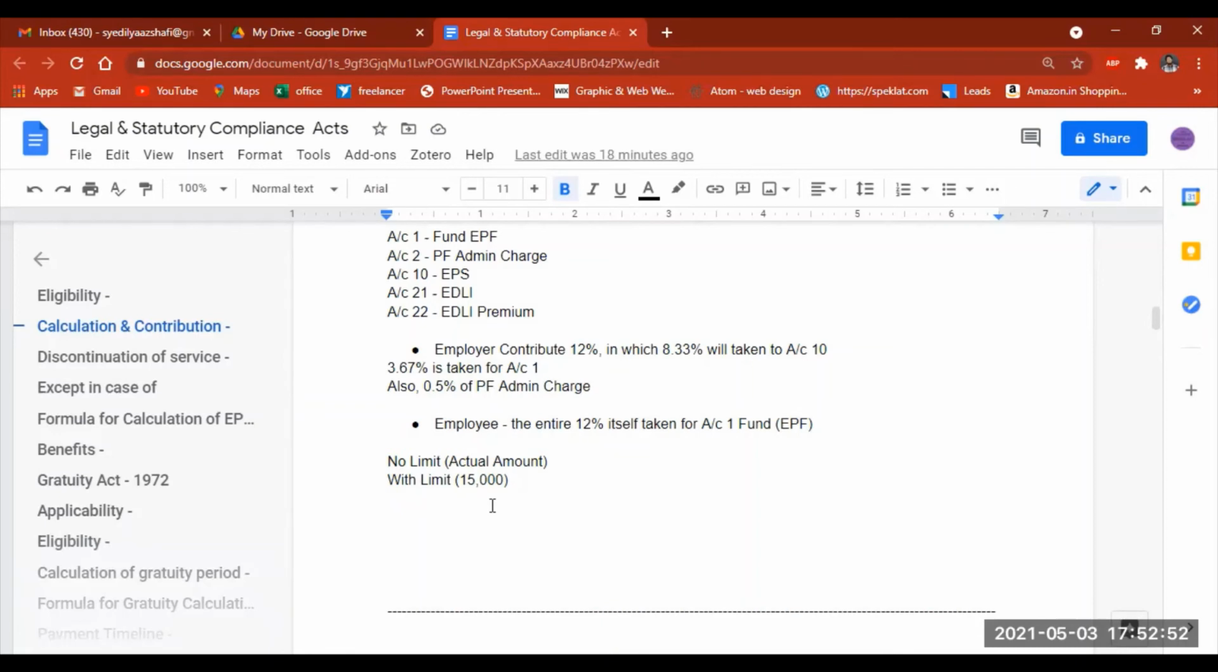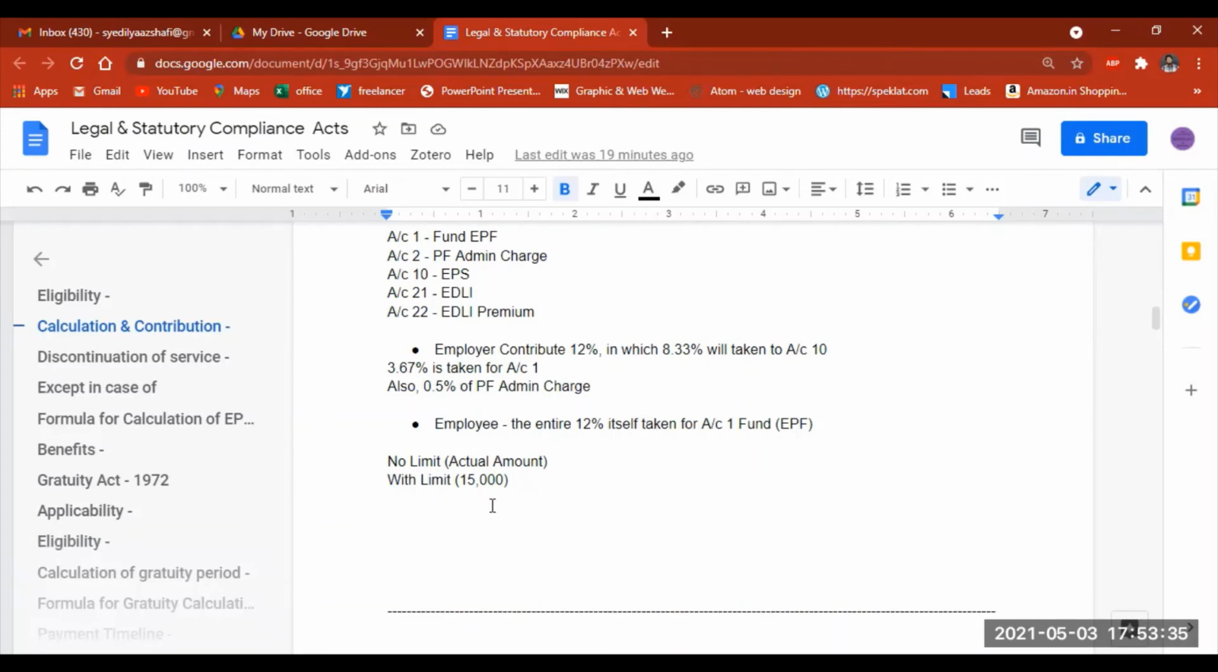By the next year his salary gets increased by 5,000, so his salary becomes 18,000. Once his salary becomes 18,000, it becomes a consideration whether to keep him in the Employee Provident Fund or to remove him. In this case, the manager needs to decide. If the manager considers he's a good employee, highly reputable for the company, then the manager can allow this employee to stay in the Employee Provident Fund even if he earns a salary more than that. That is called no limit, that is actual amount.